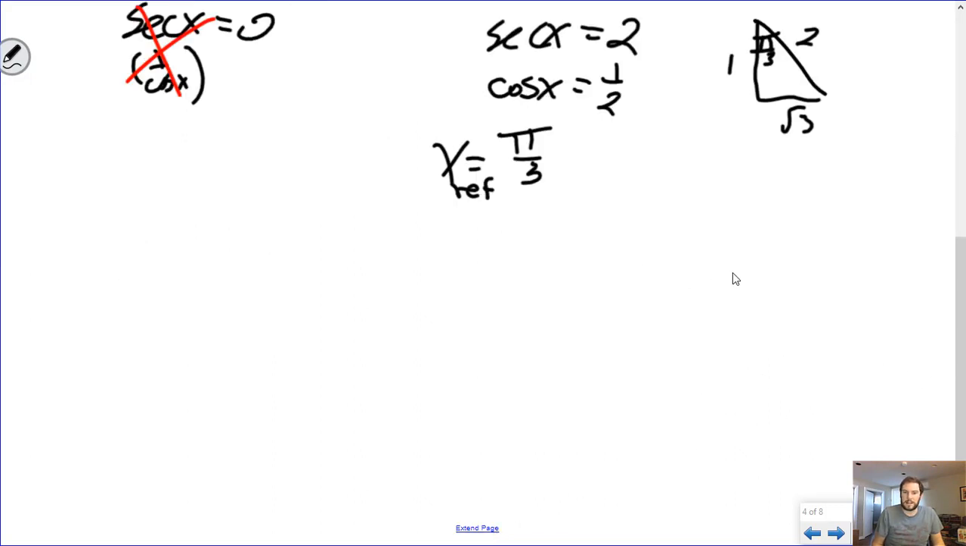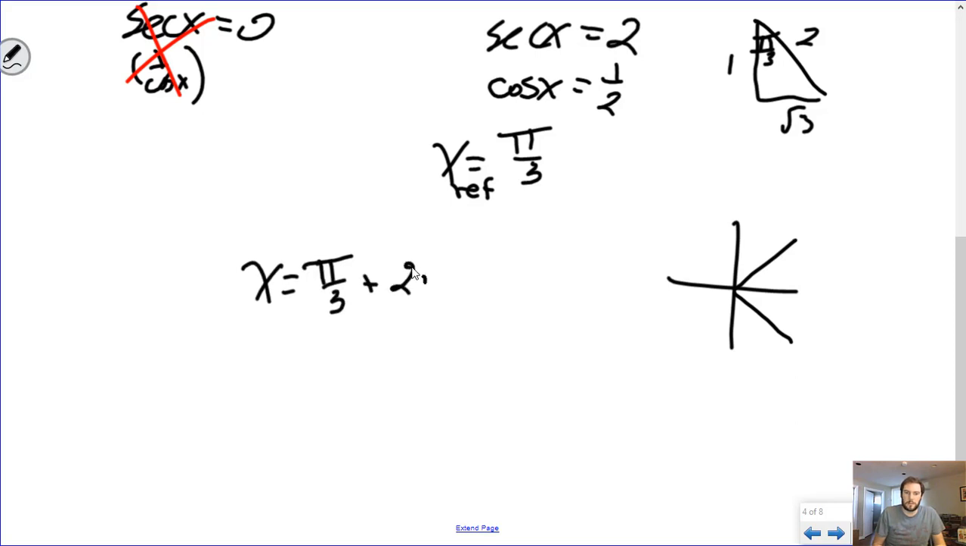So now we need to check with our CAST rule. Pi over 3, we need it to be positive, so it's going to be pi over 3 up here, and then cosine's also positive down here, pi over 3. Right, so our answer is x is going to be equal to pi over 3 plus 2 pi n, where n is an element of the integers. That's for this first terminal arm here.